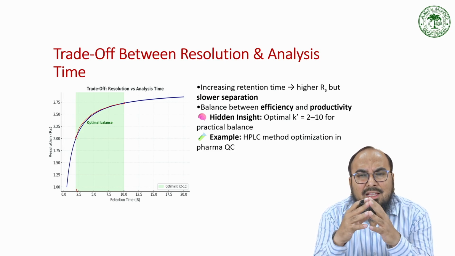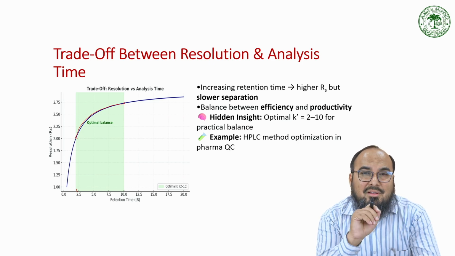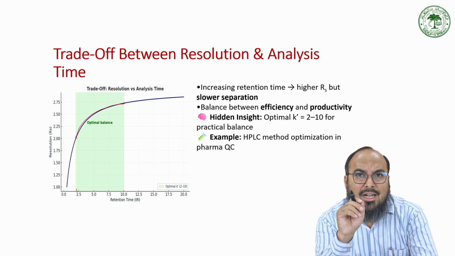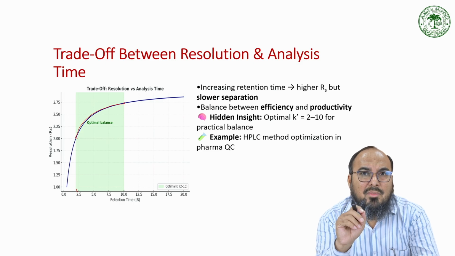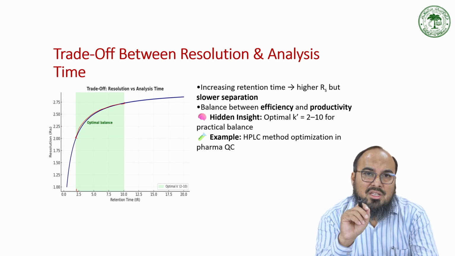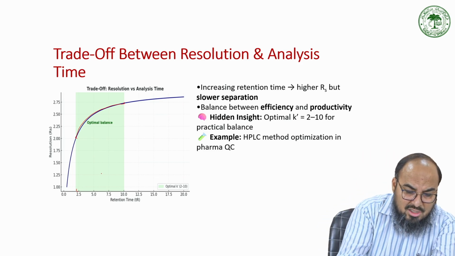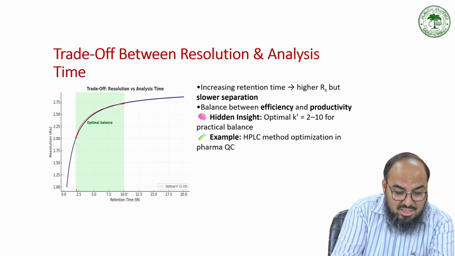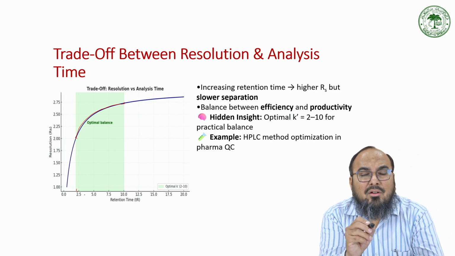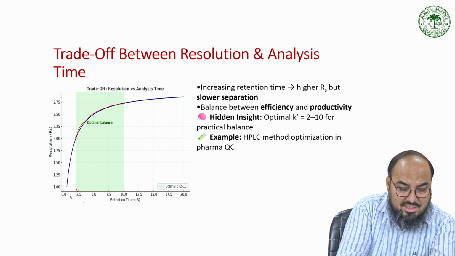Just like the Van Deemter equation which we discussed in the previous slide, there was an optimum velocity. That optimum velocity was at that point where B upon U was kept minimum, and at the same time Cu was also kept minimum. So that was the optimum velocity. Similar is the trade-off point between the resolution and the TR, that is the retention time. So in this range you have an optimal balance. Your TR should be effectively somewhere between, for example, 2 to 10.